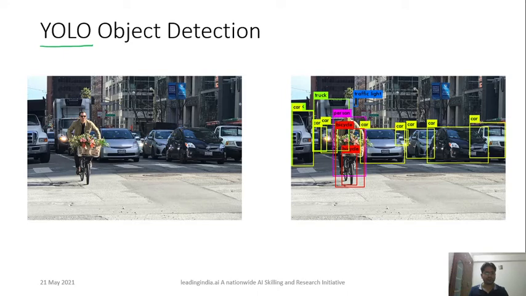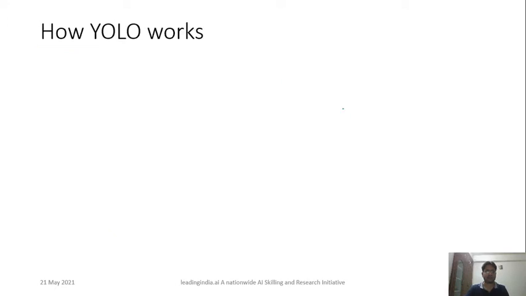Suppose this is the input image. What output will YOLO produce? It will produce something like this. It will say this is car, this is truck, this is bicycle, this is car, person, and so on, or you can say traffic light. This is what YOLO is producing. Now the question is, what is different in YOLO so that it is faster and it is producing very high quality results as well?